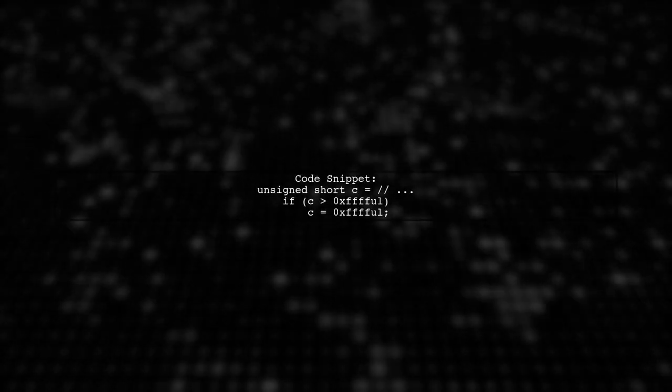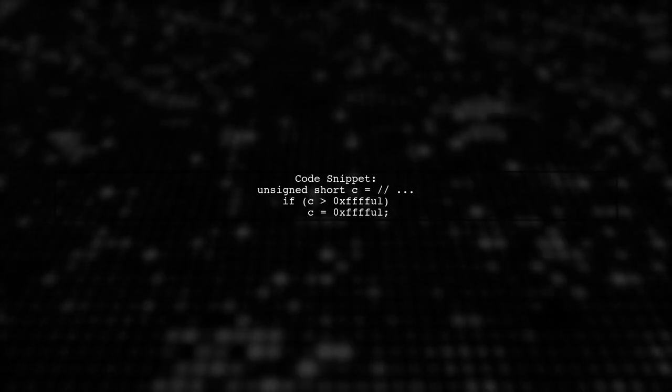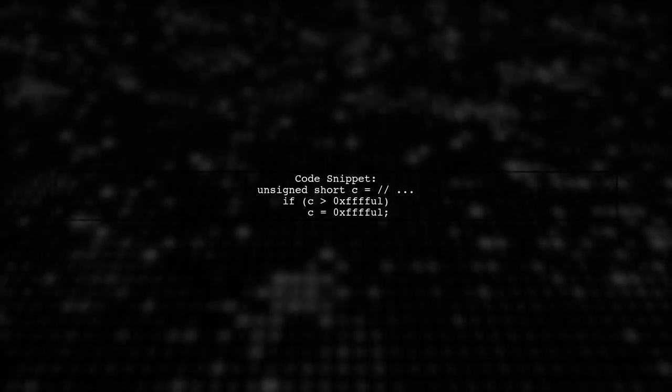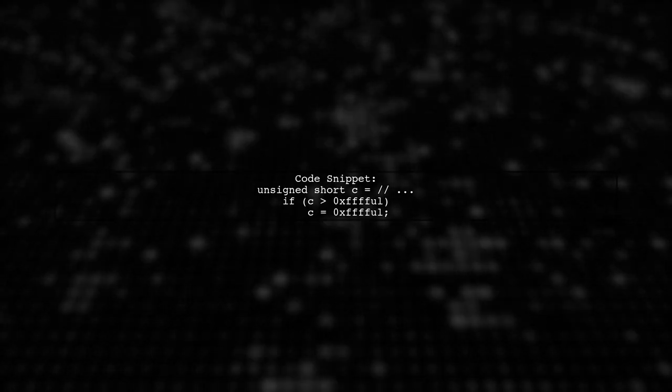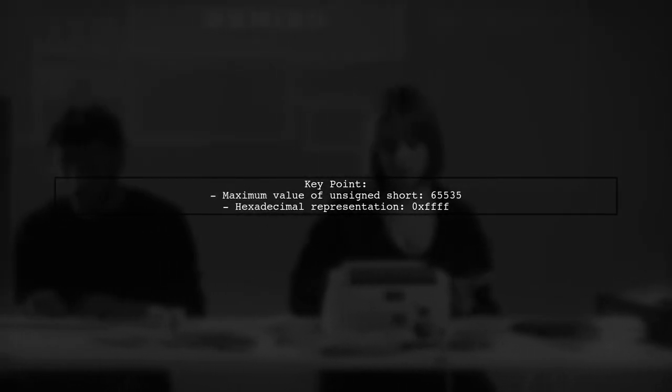Let's analyze the code snippet provided. We have an unsigned short variable C and a conditional check to limit its value. The intention here is to ensure that C does not exceed the maximum value for an unsigned short, which is typically 65535.